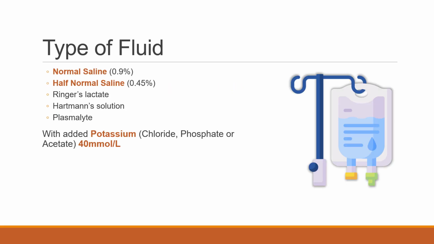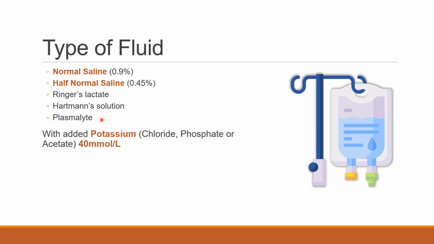So what is the type of fluid? We have discussed the rate of fluid and the amount of fluid. But what is the type of fluid? Exactly what fluid to be used? In the ISPAD guideline, the type of fluid has the following options. You can use 0.9% normal saline, or you can use half normal saline, that is 0.45%, also. Or you can also use Ringer's lactate, Hartmann solution, Plasma-Lyte, basically any isoosmolar solution.